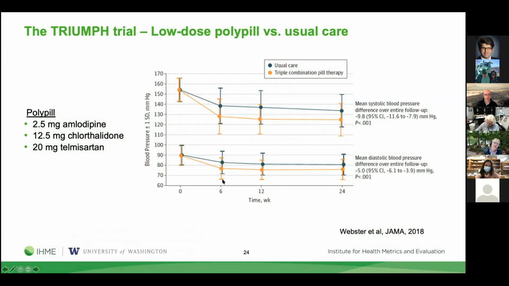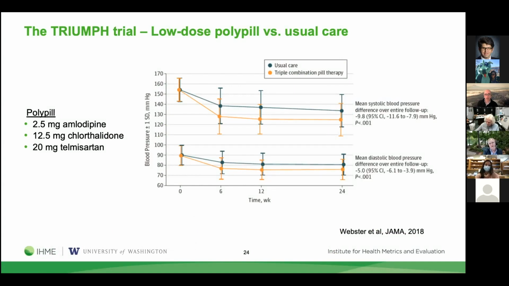This is a trial that many of you may be aware of, but I just think it's really important to share. I think it's one of the strongest studies to try and support a movement towards a polypill or fixed dose combination approach to the management of hypertension.